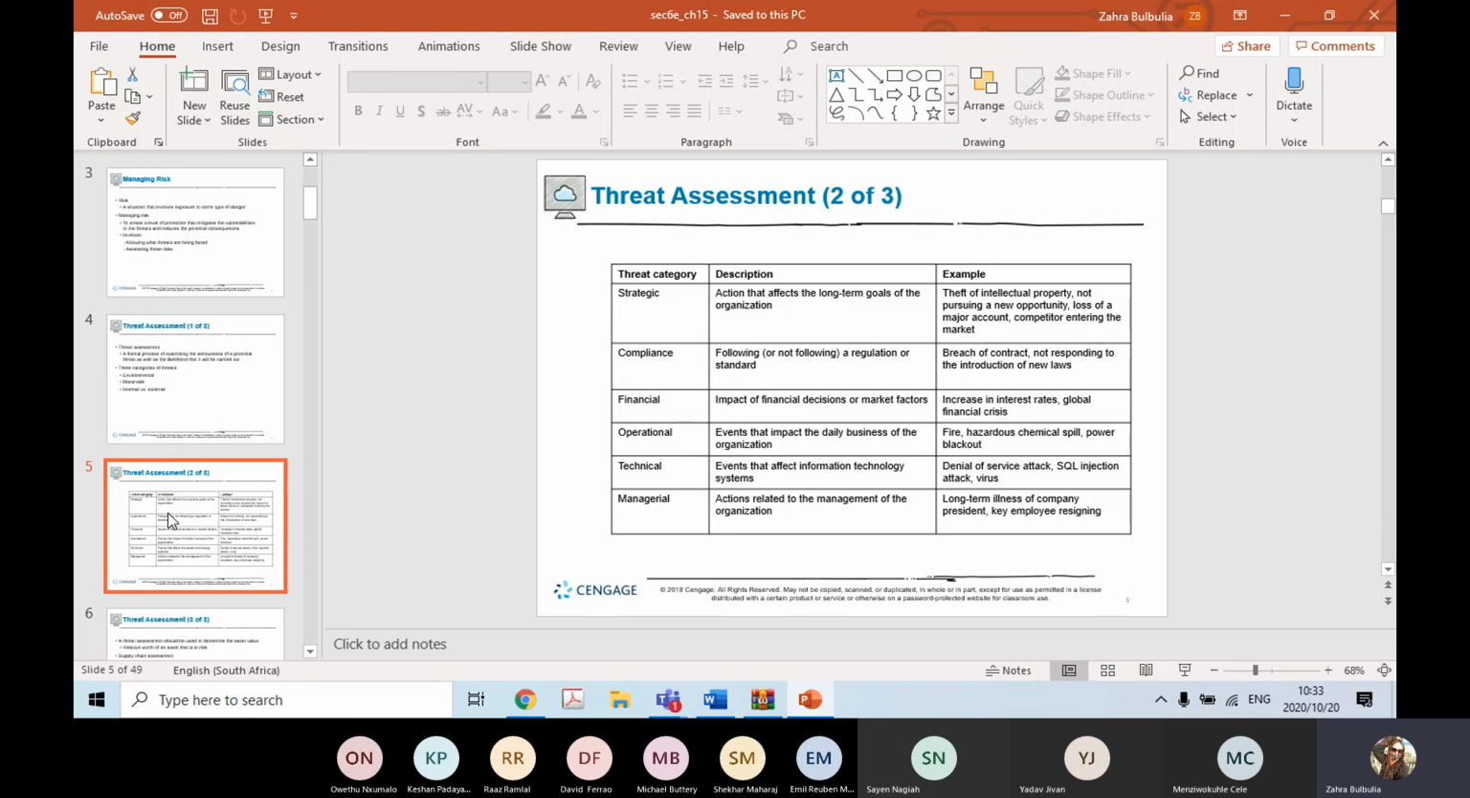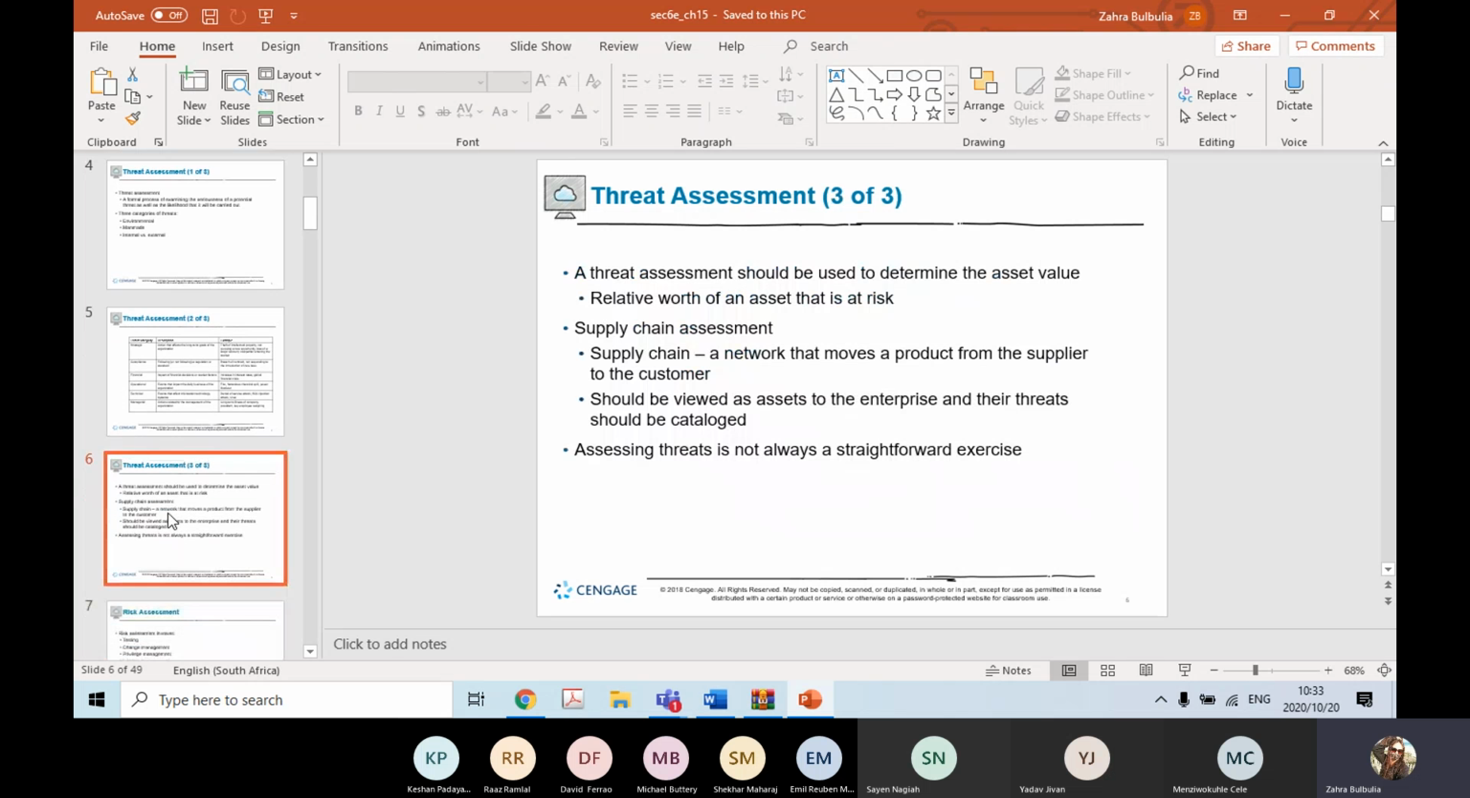Operations: events that impact the daily business of an organization, and the things that can affect these are fire, hazardous chemical spills, blackouts. All of those would be operational. Technical are things that are going to affect the information technology. So your denial of service attacks, your viruses, your ransomware, etc. Managerial: actions related to the management of an organization. So of course, maybe long-term illness of the company president or key employees resigning.